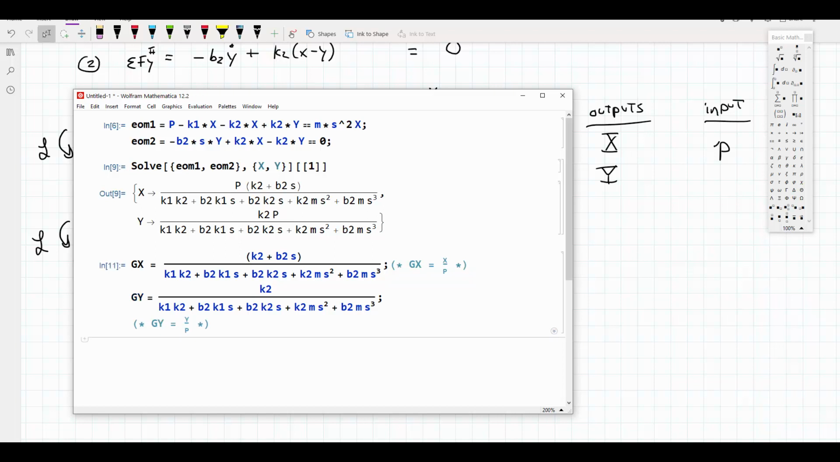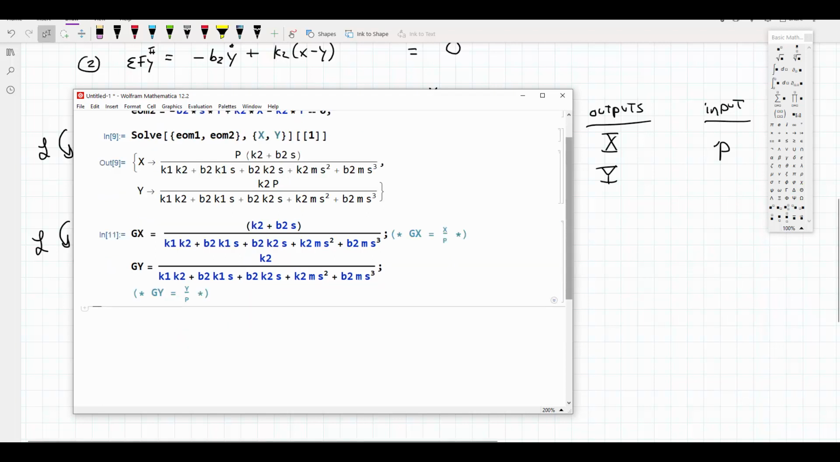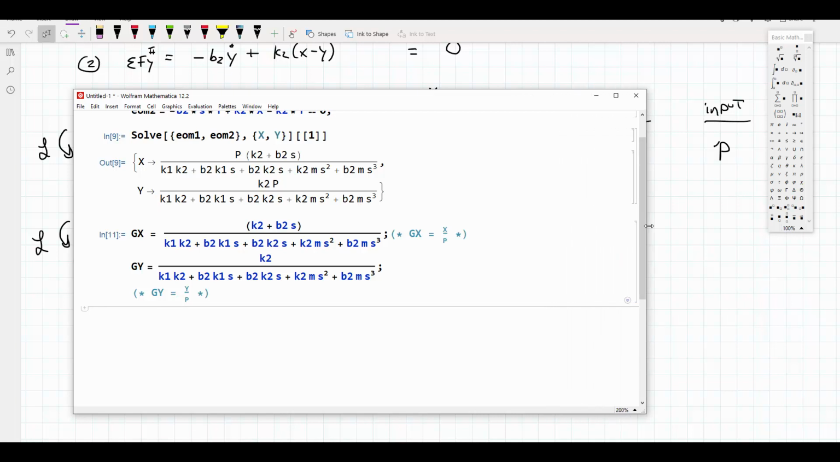All right, so I do have these two transfer functions now, gx and gy. For the purposes of this problem, I only care about the gx, because that's the x over p that I'm trying to get to. Now I need to manipulate it a little bit. If we look at it, it's not quite in the form that I want. I have an s cubed, I have an s squared, I have a bunch of s terms, and I have a constant. And I have an s on top and a constant.